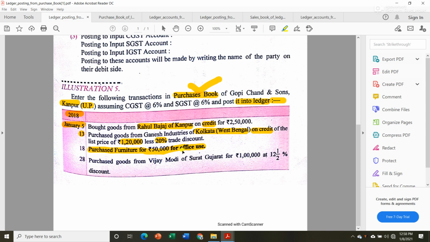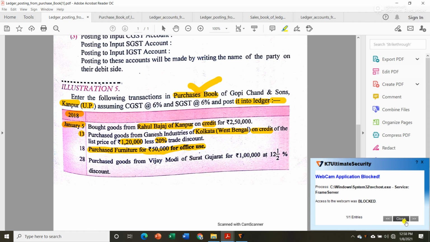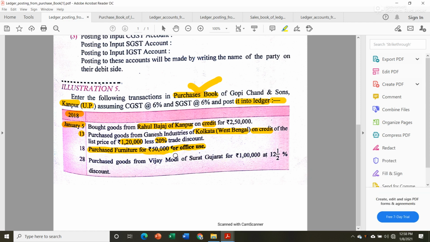Now see, this is purchased for office use and not for the regular buying and selling of goods. So in the purchase book, what we have seen is that special purpose subsidiary books record all those transactions which are credit transactions as well as related to the goods or stock of the business. But this furniture was purchased for office use. That means this transaction will not be recorded in the purchases book.